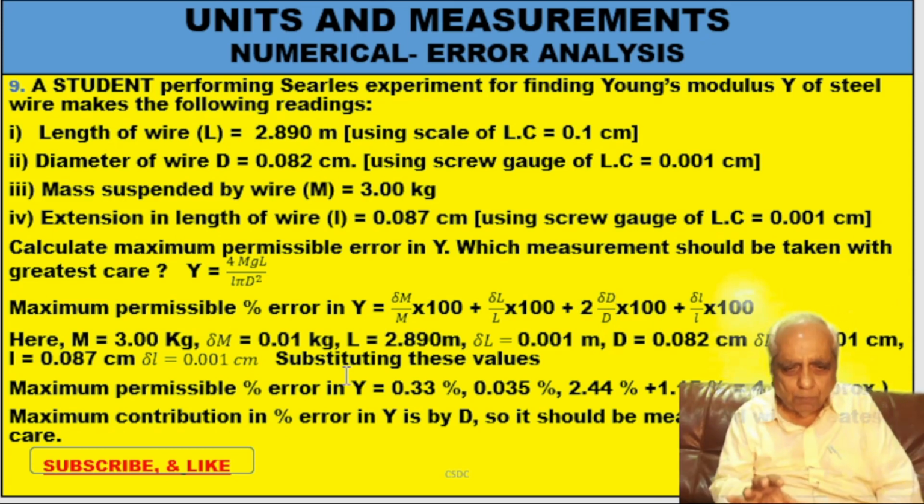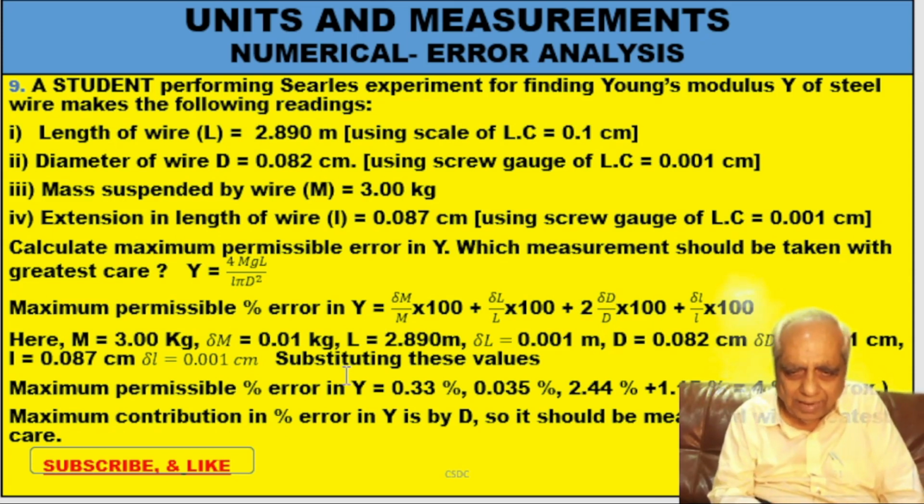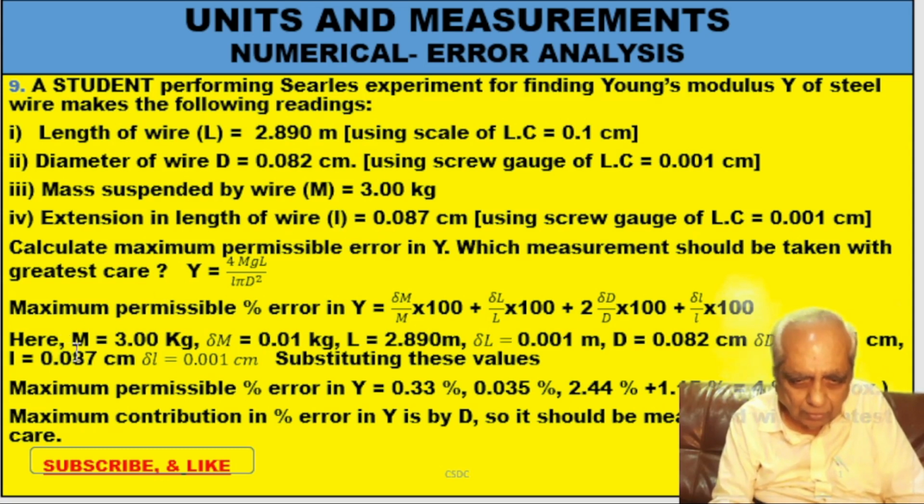Now, the important point in this sum is how to get the values of these deltas. Delta values are not given, though we are given the values of everything; delta values are given in a hidden manner. So be careful and understand. First we'll go to mass. Mass is 3.00 kg. When he says mass is 3.00 kg, it's very important why he has written a point and 2 zeros. It means my accuracy is up to the second decimal place, so my delta m is 0.01 kg.